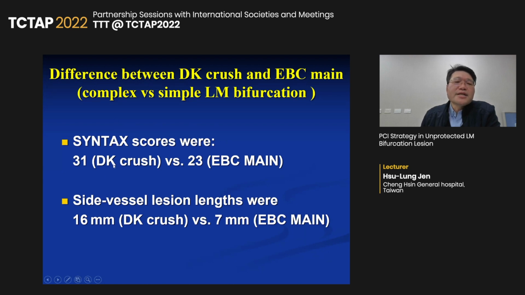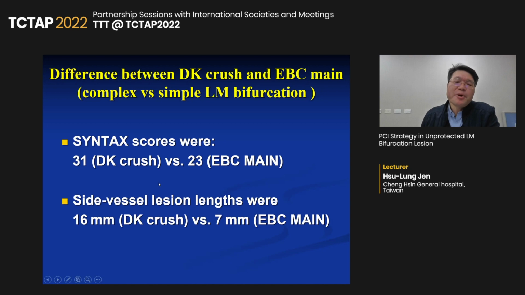For the DK-CRUSH, the SYNTAX score is 31 versus the EBC main at 23. How about the side branch length? The DK-CRUSH is 16 millimeters, but the EBC main is only 7 millimeters. So maybe we can consider the EBC main trial. Most cases are simple bifurcation lesions by the DEFINITION II trial definition, because the side branch length is less than 10 millimeters.